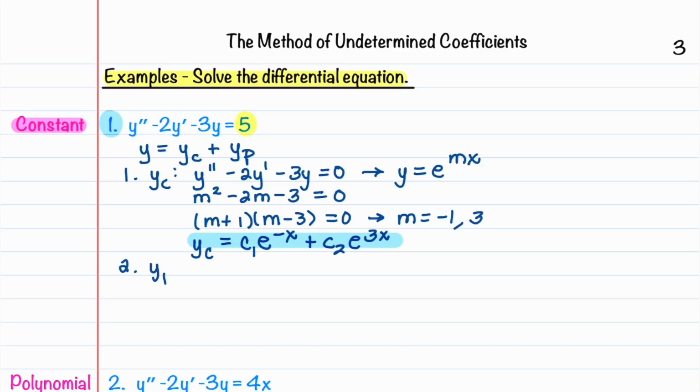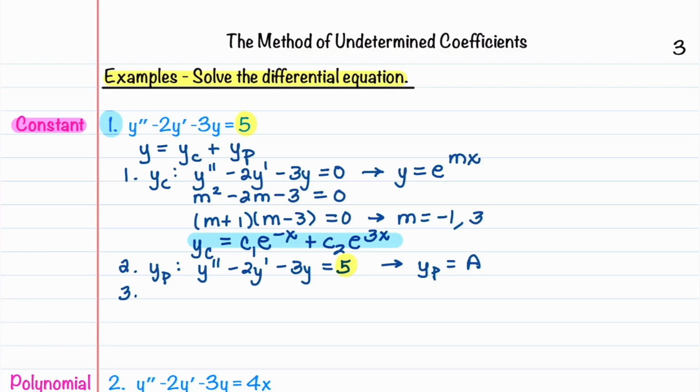To find the form for y sub p, we need to look at the non-homogeneous equation, and that is y double prime minus 2y prime minus 3y is equal to 5. Because our right-hand side is a constant, we are going to choose the particular solution to be a constant, and I'm going to call that capital A.